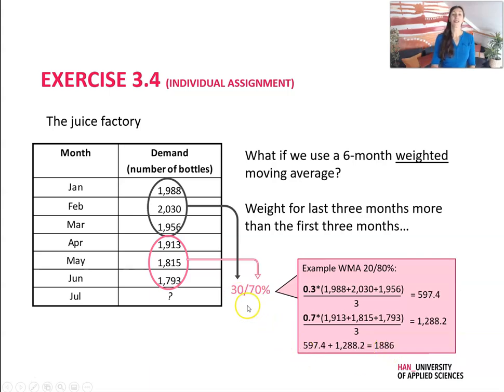Let's look at the second example. What if we were to use a 30-70 split? Now, the first 3 months we multiply by 0.3, so 30%, and the last 3 months we multiply by 0.7, or 70%. You can see now the forecast has changed. Now, our forecast is 1,886 units instead.